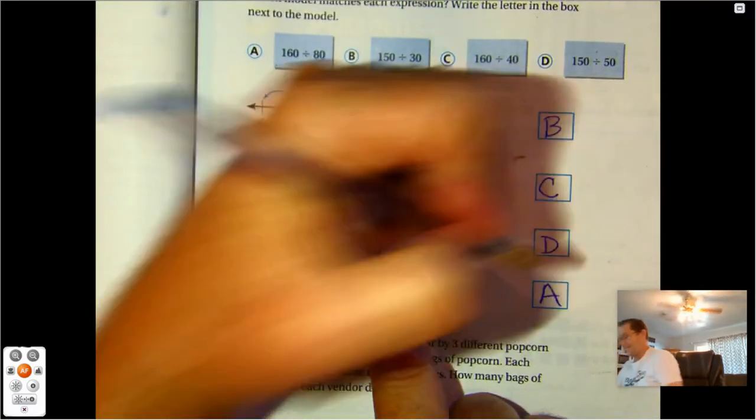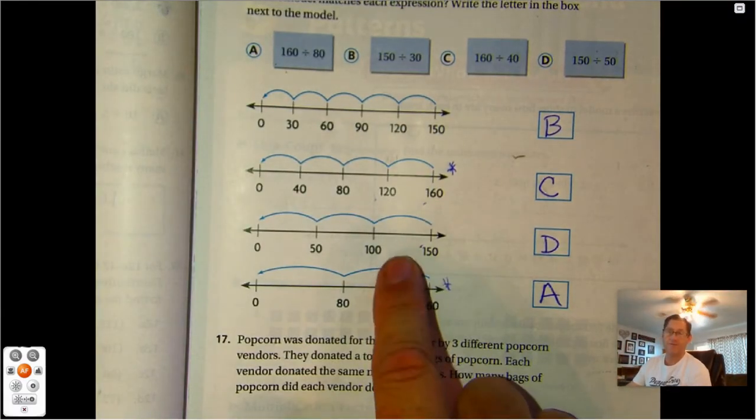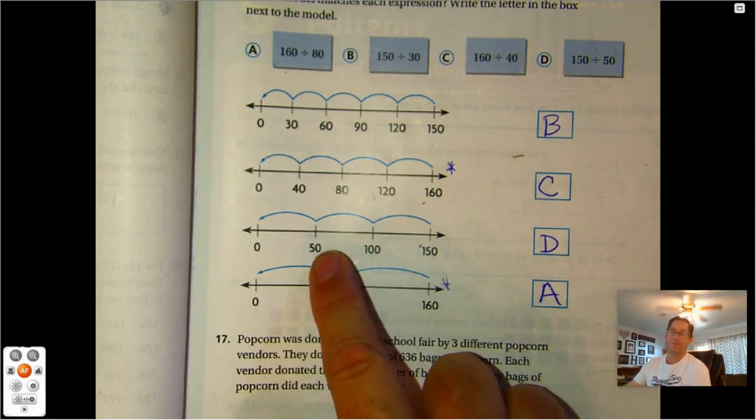And yes, 150 take away 50 is 100. 100 take away 50 is 50. 50 take away 50 is 0. Okay, simple enough.